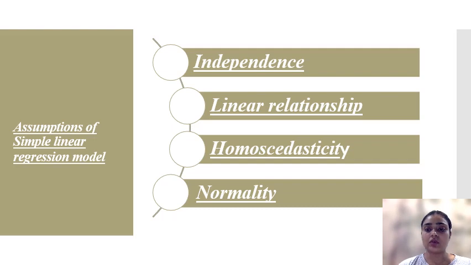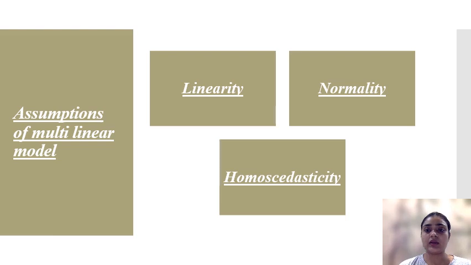Homoscedasticity: the residuals need to have constant variance. It means the standard deviation and variance of residuals are constant for all the independent variables. Normality: the model residuals are normally distributed. Normality will be distributed for any fixed variable like x.